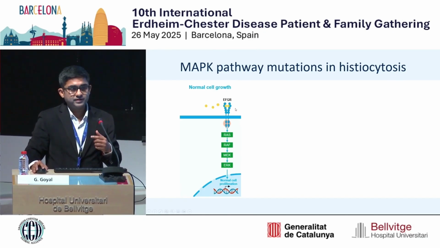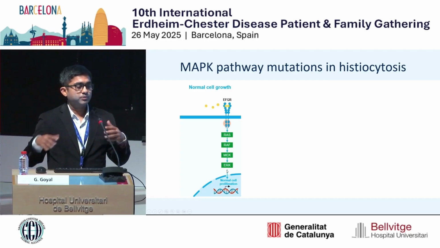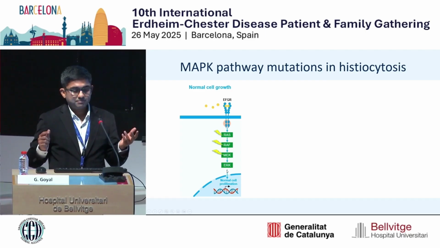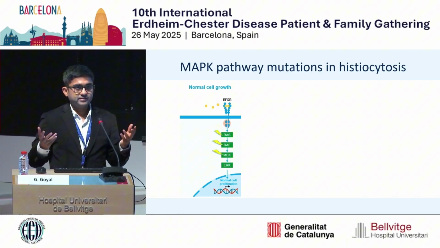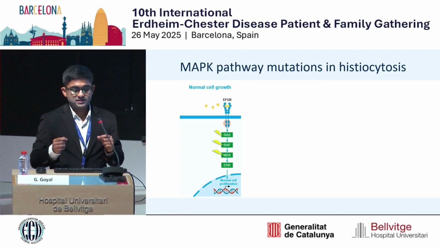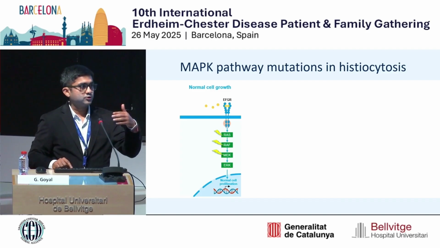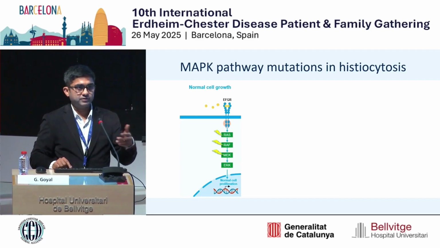Normally, you have this pathway. We call it the MAPK pathway that carries the signal from the outside of the cell to the inside of the cell through a series of genes or proteins. What happens is, they get mutated. Different people have different types of mutation in their cells, and they ask the cell to grow rapidly and cause inflammation.